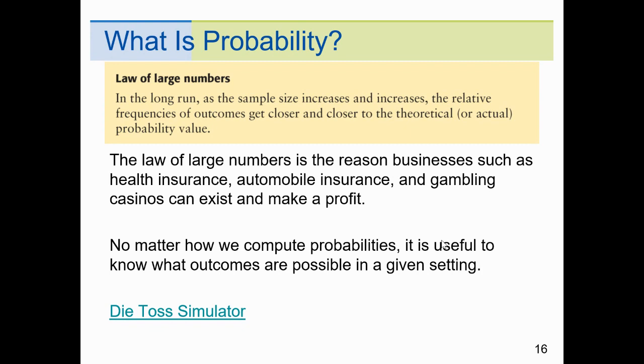No matter how we compute probabilities, it's useful to know what outcomes are possible. You may want to check out this dice simulator. You can roll a die multiple times, thousands of times, and you'll see that if you rolled it 10,000 times, the numbers of ones and twos and threes and fours would even out. They would be about the same because the law of large numbers says this: the more and more I do something, the closer the results are to the true probability.